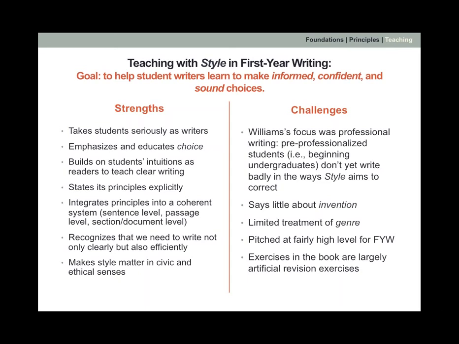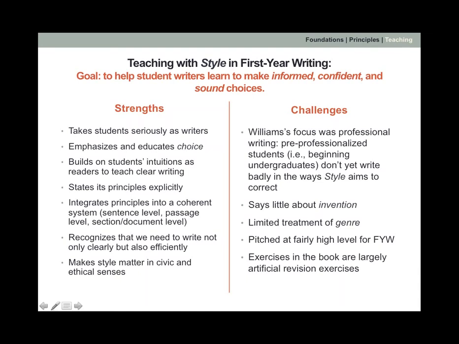The book offers a limited treatment of genre. This is not a criticism, but an observation. Williams was writing the book in the early 80s, which is right at the beginning of what I would call the genre revolution in writing studies. And so we cannot expect his book to have the same sophisticated approach to genre that we might find and expect in first-year composition classes in 2015. Nevertheless, we can make adjustments to accommodate that and to extend Williams' ideas from the genres of professional writing to other genres that students might be involved in.